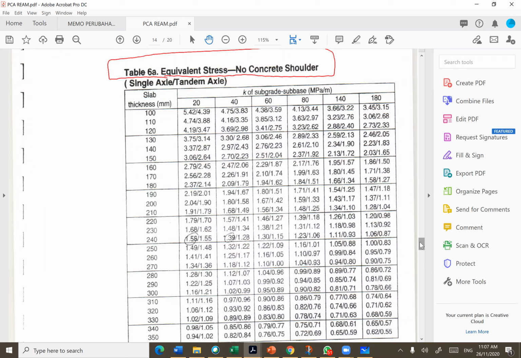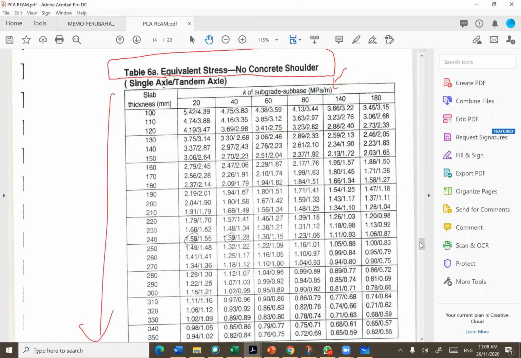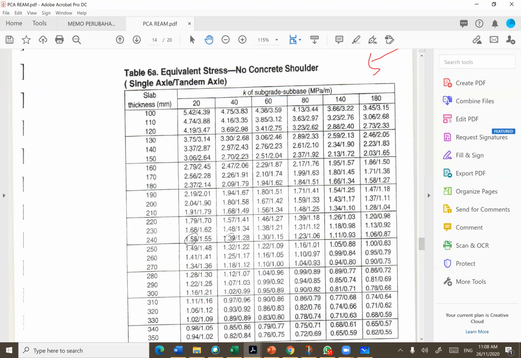If you look at this table, they have the slab thickness, your trial slab thickness, and the K value. In this design, they start with a trial thickness of 200, and then the K value is 35. Okay, 35, so it's given here.